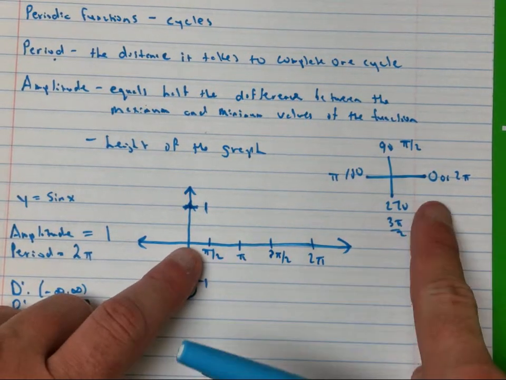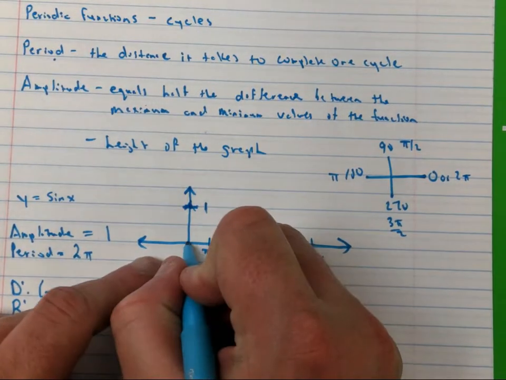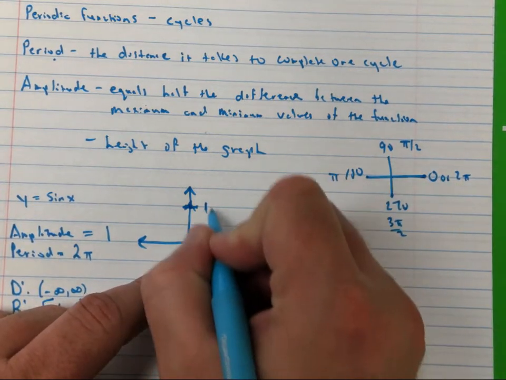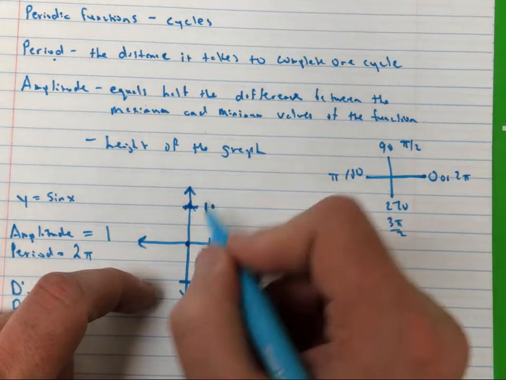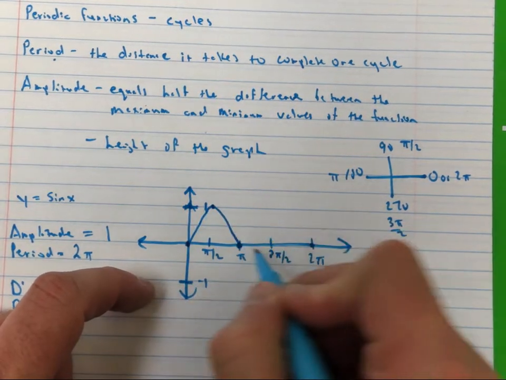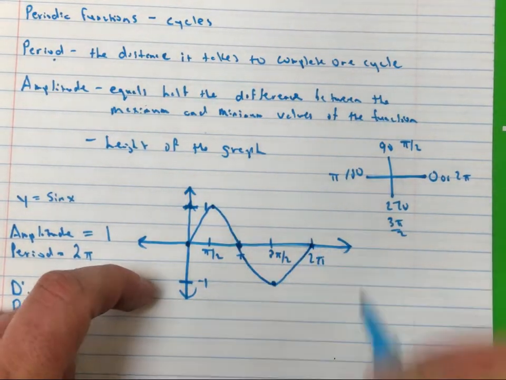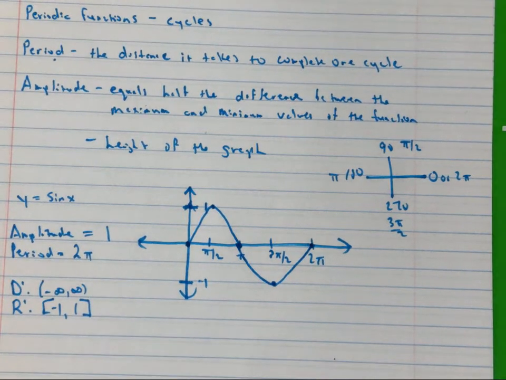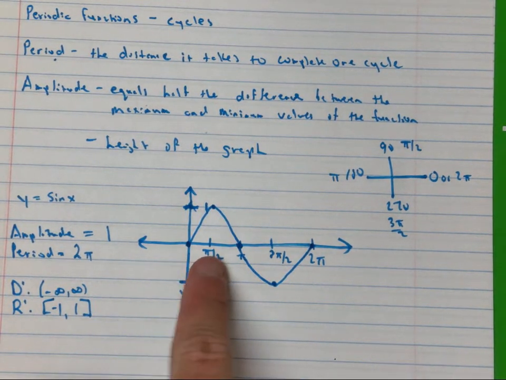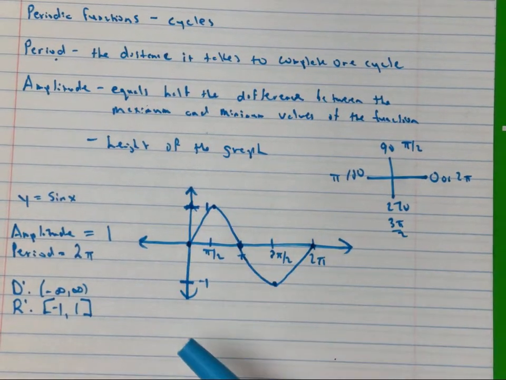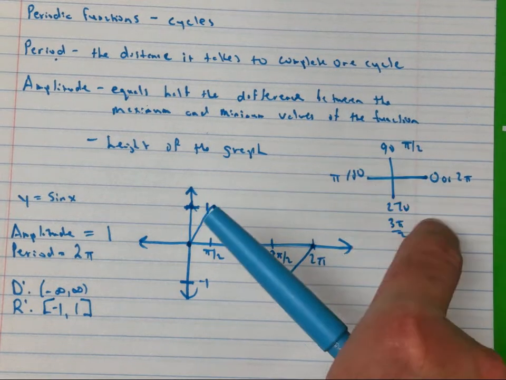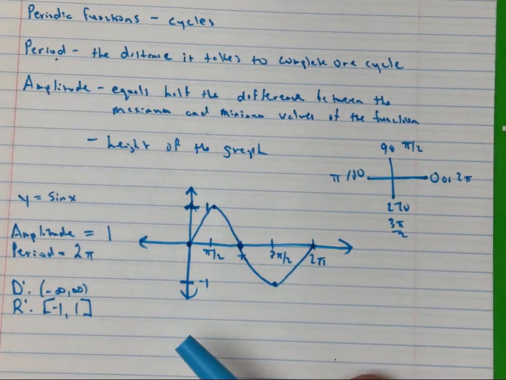So if I start at 0, what's my sine of 0? 0. At pi over 2, it is 1. Pi at 0. -1, 1. And that is my parent function. That's what you need to be able to do, is just be able to graph the parent sine function at the 4 main points around the graph.